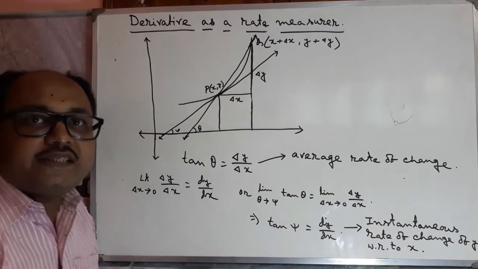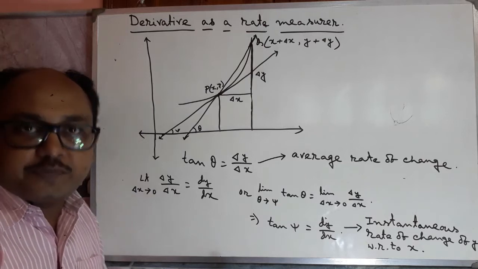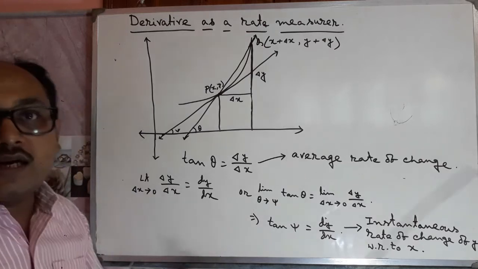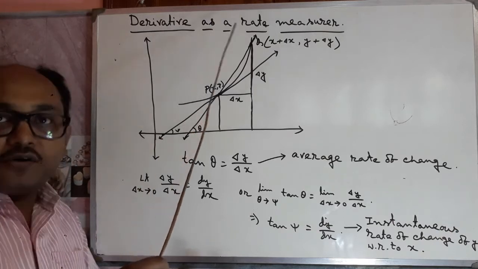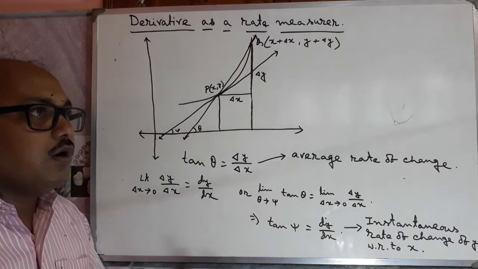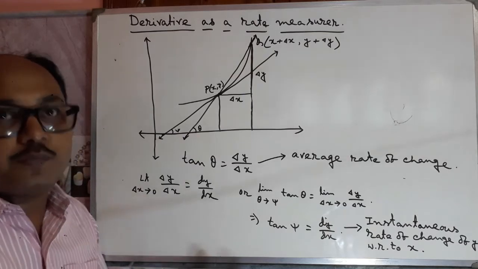What do we know? What is a derivative? Now, derivative is rate of change. That's why it is the name of the chapter: Derivative as a Rate Measure. That means using derivative we can measure the rate of change.